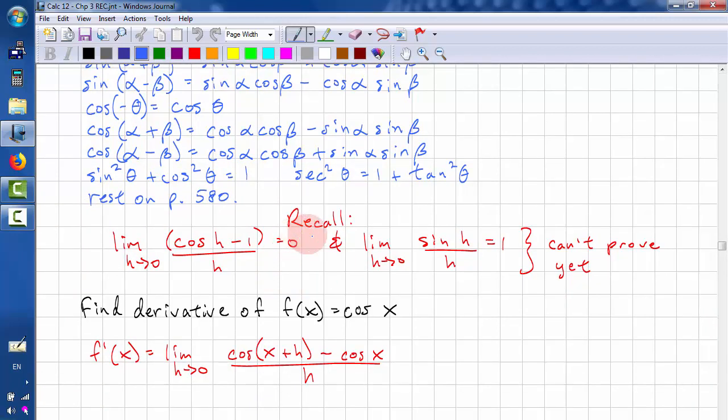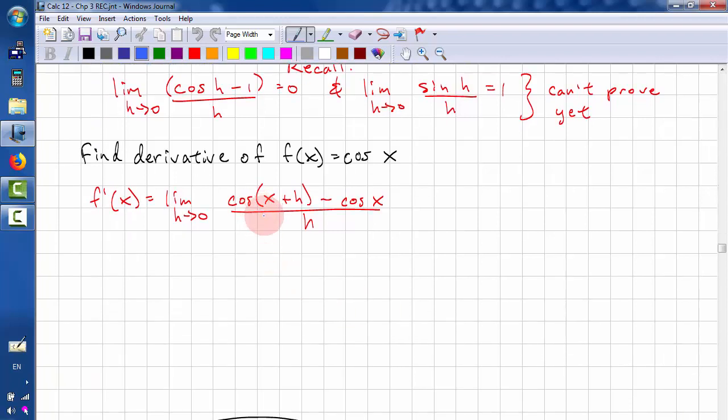Recall that we had these properties. The limit as h approaches 0 of (cos h minus 1) over h equals 0. The limit as h approaches 0 of sine h over h equals 1. And we still can't prove these yet. So find the derivative of f of x equals cos x.